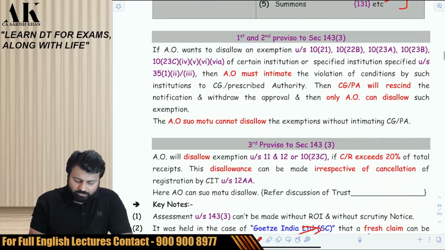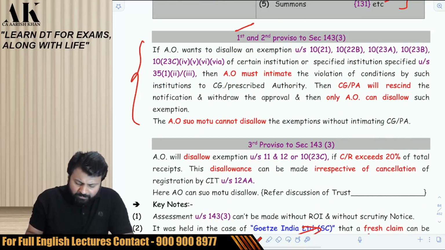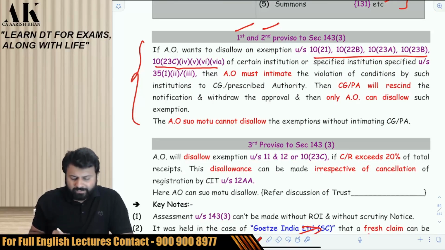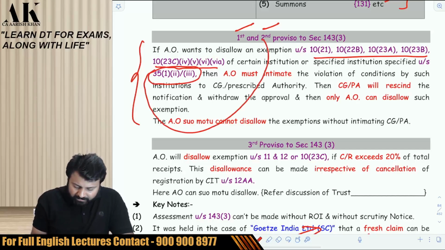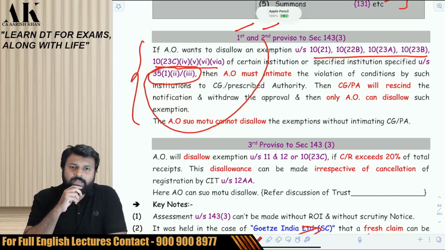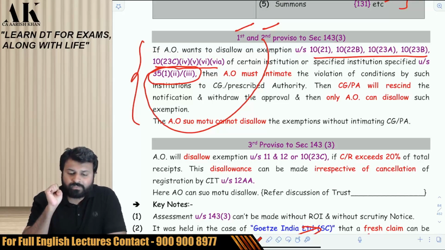Now there are certain provisos which are attached over here. First proviso, second proviso. First proviso is for these assessees. See what I am underlining. Second proviso is for these scientific research assessees. Now, listen carefully, what are these provisos all about? The first and the second proviso are somewhat similar. What is this proviso all about? Pay attention, please, all of you.